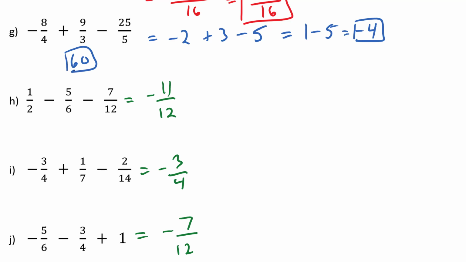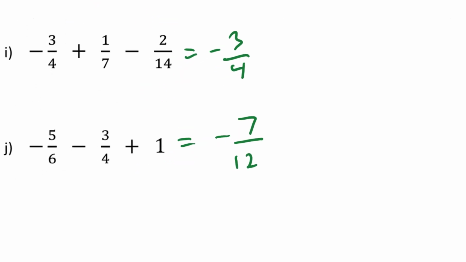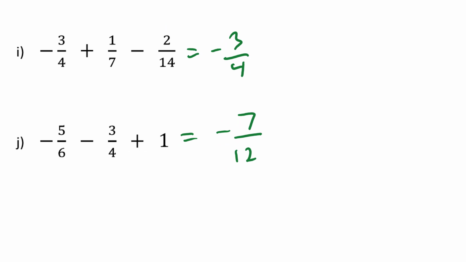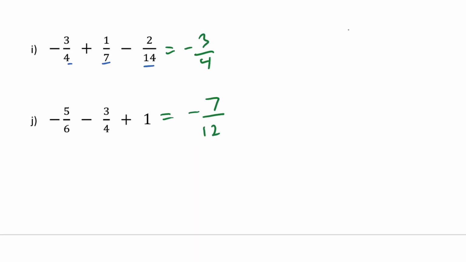I think H is pretty self-explanatory. What do we have here now? I and J. Let's take those both up. What do we have here now? We have 4, 7, and 14. Let's find the lowest common denominator by doing prime factorization. 4, 7, and 14.